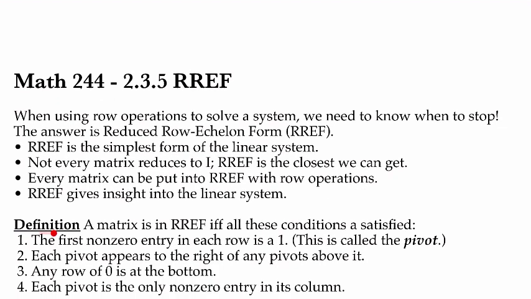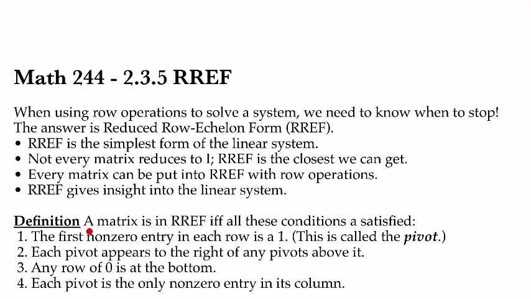So what is this thing? The definition is that a matrix is in reduced row echelon form if the following four conditions are satisfied. First off, in each row, the first non-zero entry, reading from left to right, needs to be a 1. This one is called the pivot. Each pivot has to appear to the right of any pivots above it. We also need that any row that only has zeros in it should be at the bottom. And we need that any pivot is the only non-zero entry in its column.